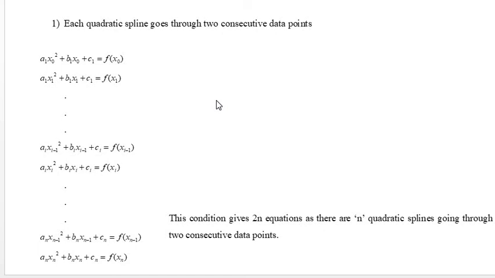Each quadratic spline goes through two consecutive data points. So that generates 2n equations of the form a1 x0 squared plus b1 x0 plus c1 equal to f of x0, a1 x1 squared plus b1 x1 plus c1 equal to f of x1, etc., an xn minus 1 squared plus bn xn minus 1 plus cn equal to f of xn minus 1, an xn squared plus bn xn plus cn equal to f of xn.